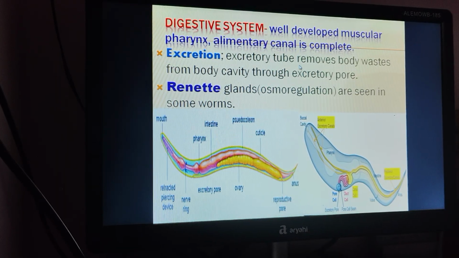Coming to the excretory tube, you will see it removes the waste materials from the body through a pore called the excretory pore. And then renette glands, you will see. In the previous phylum, protonephridia you have seen along with the flame cells. Here remember renette glands for osmoregulation and excretion. You can see the excretory pore here. Through this one, the waste materials will be sent out. So muscular pharynx in the digestive system, pseudocoelom.